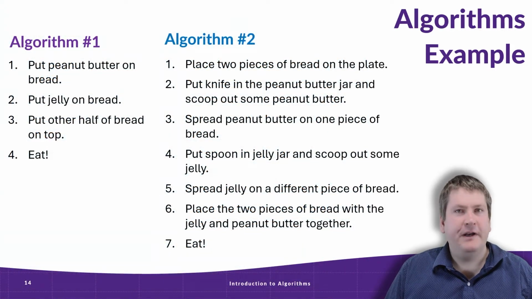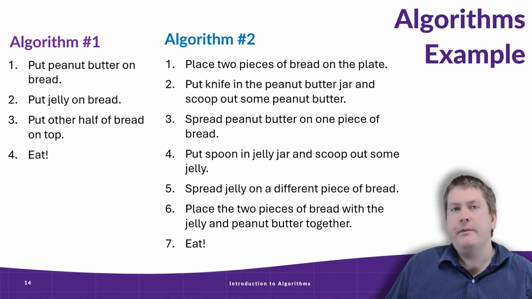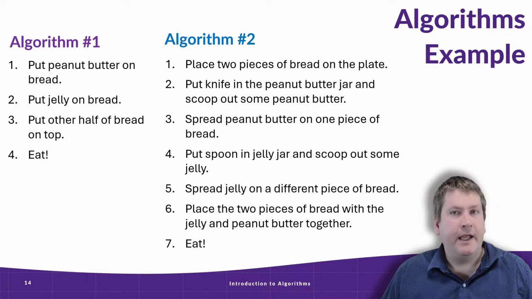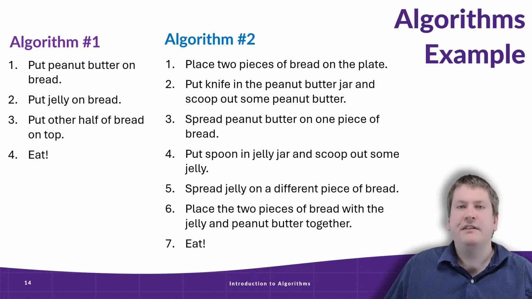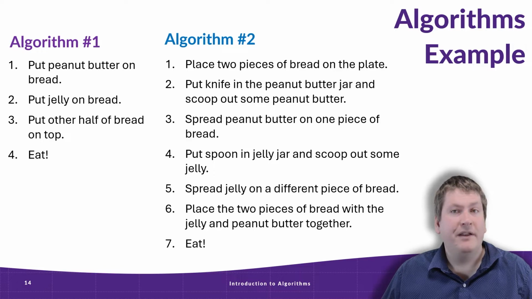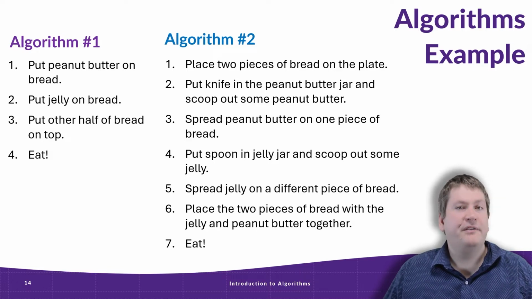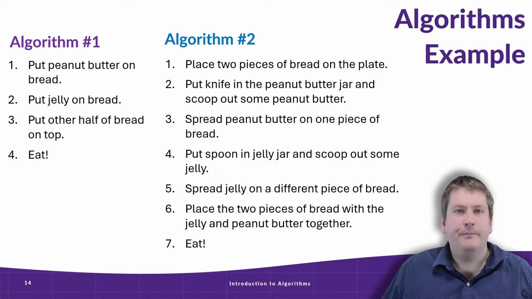Here I have 2 different algorithms for creating a peanut butter and jelly sandwich. In theory, both algorithms accomplish the same thing, but are they both good algorithms? Are they both equivalent? Does either one satisfy our requirements? Think back to the properties of a good algorithm I just covered, and try to evaluate these 2 algorithms. I'll give you a moment to read both over. Feel free to pause it if you need more time, and unpause it once you think you have a decision.